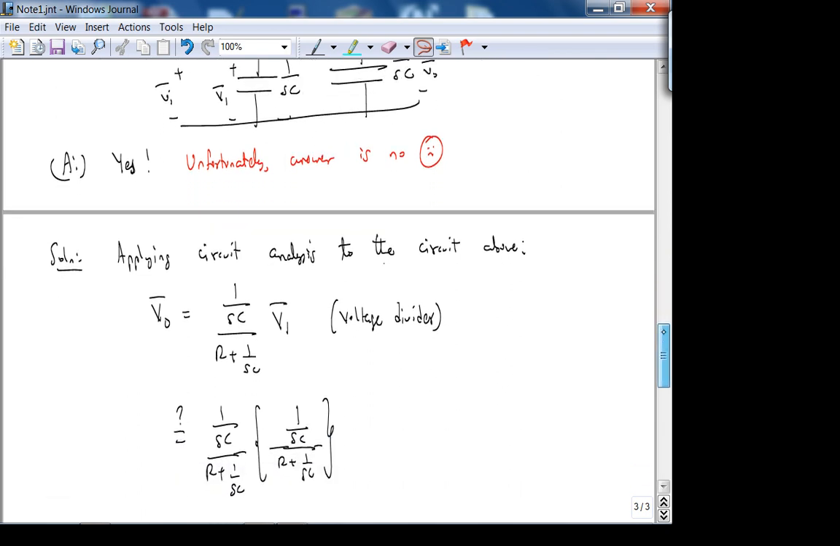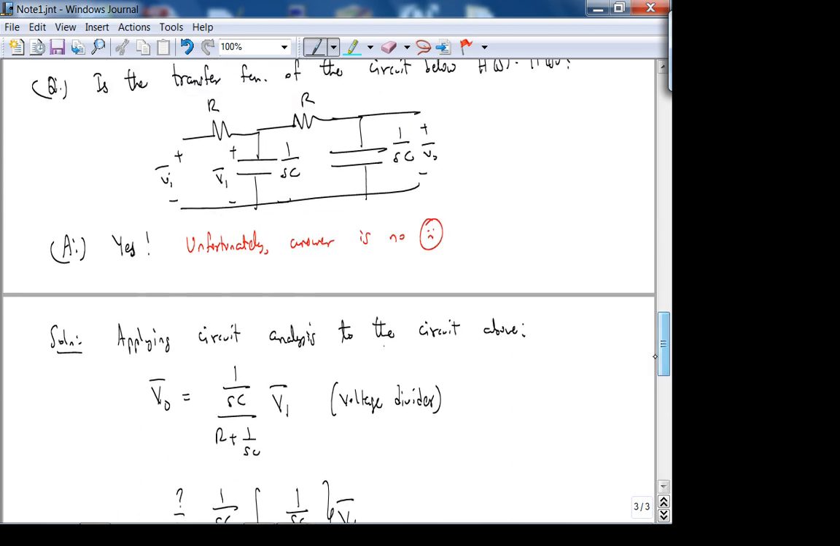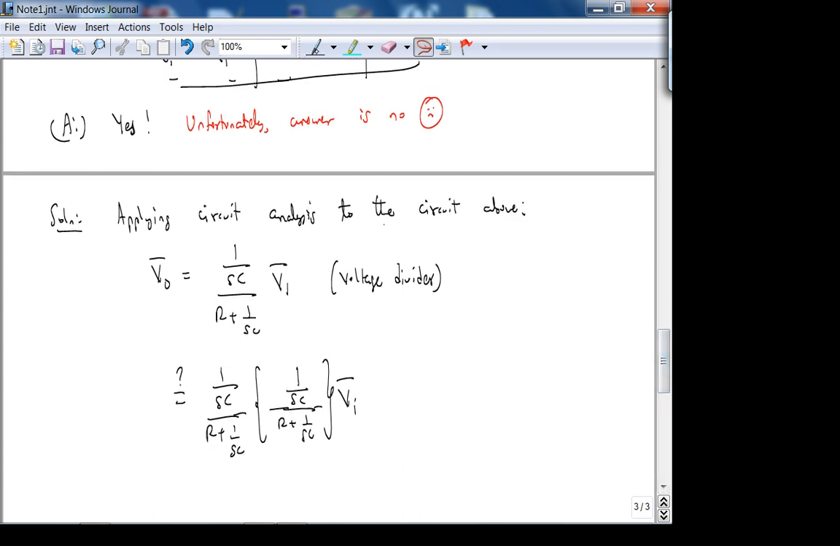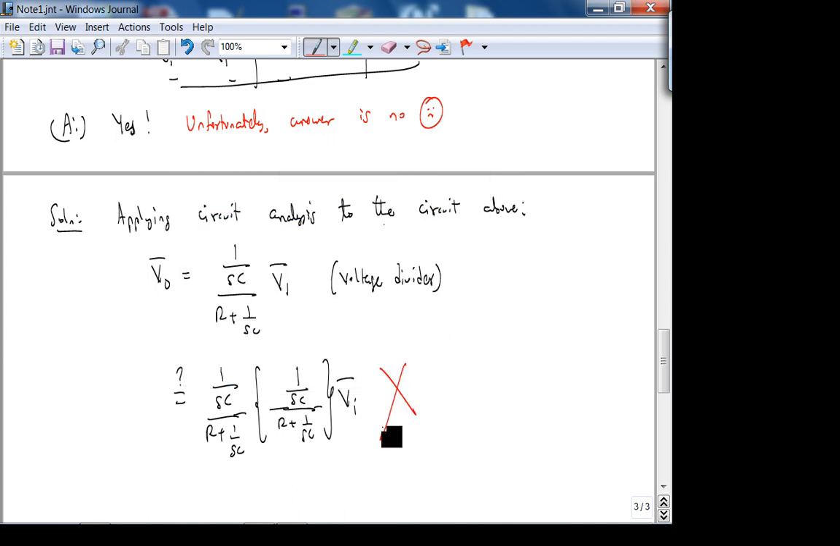Bottom line, is this true? That is, whoops, what am I writing? This is Vn. So is V1 equal to 1 over sc divided by R plus 1 over sc, times Vn? No, why not? It's loaded, or in other words, these two elements are not in series anymore, correct? So this is correct, but this is incorrect. Is that clear why it's not the product?